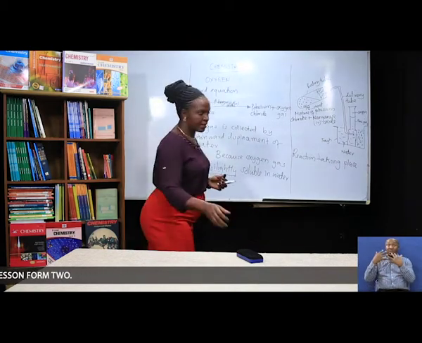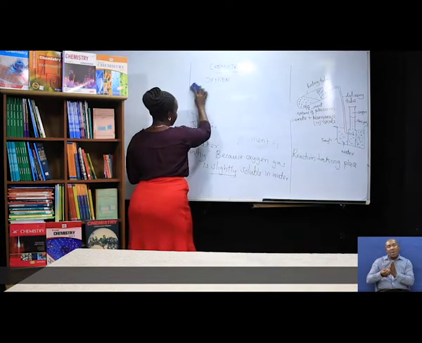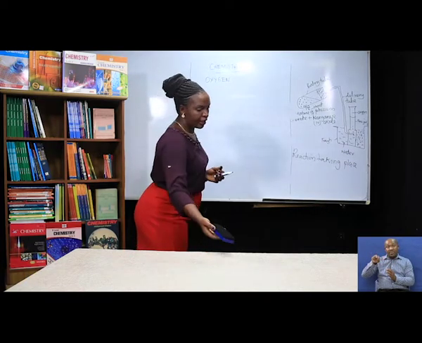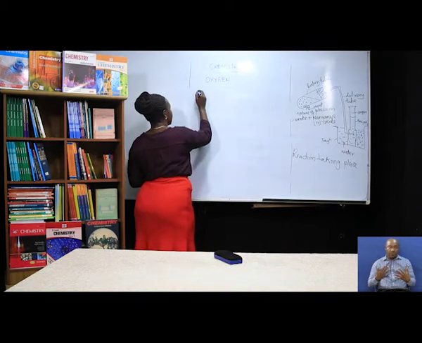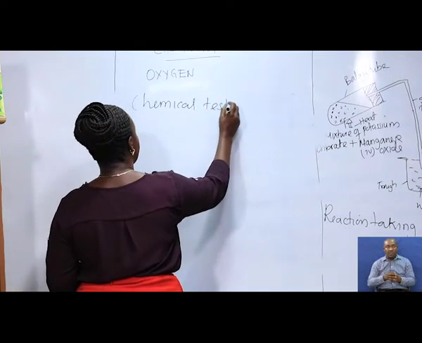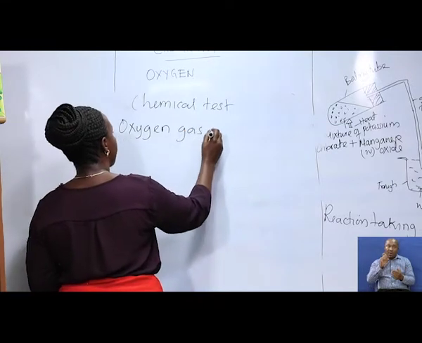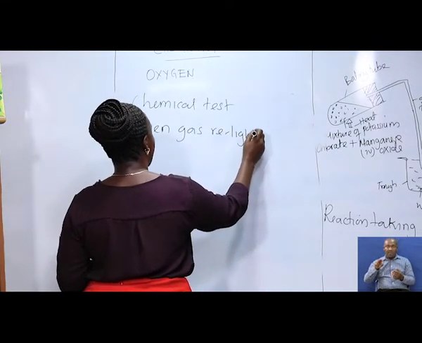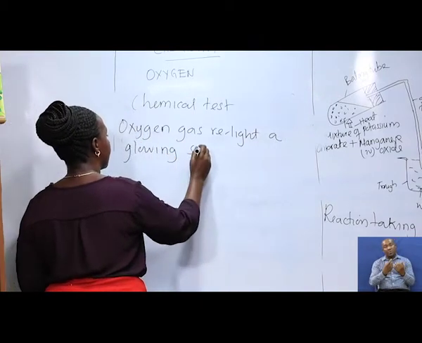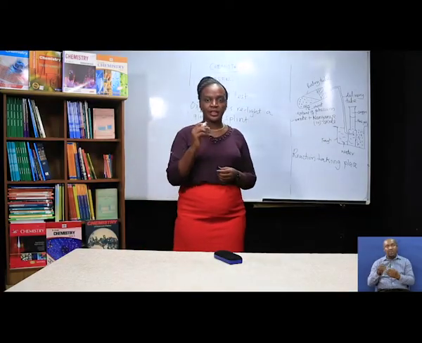Oxygen gas relights a glowing splint. In another language, it rekindles a glowing splint. So we call this the chemical test of oxygen. Oxygen gas relights a glowing splint, or rekindles a glowing splint. So this is a chemical test for a gas collected in the lab.